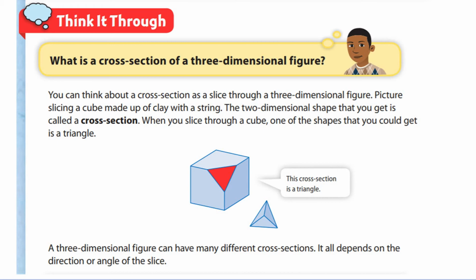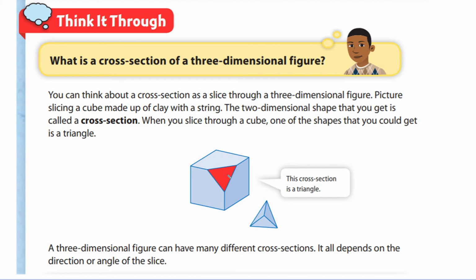What is a cross-section of a three-dimensional figure? You can think about a cross-section as a slice through a three-dimensional figure. Picture slicing a cube made up of clay with a string. The two-dimensional shape that you get is called a cross-section. When you slice through a cube, one of the shapes that you could get is a triangle, just like shown here. It just depends on the angle of the slice.